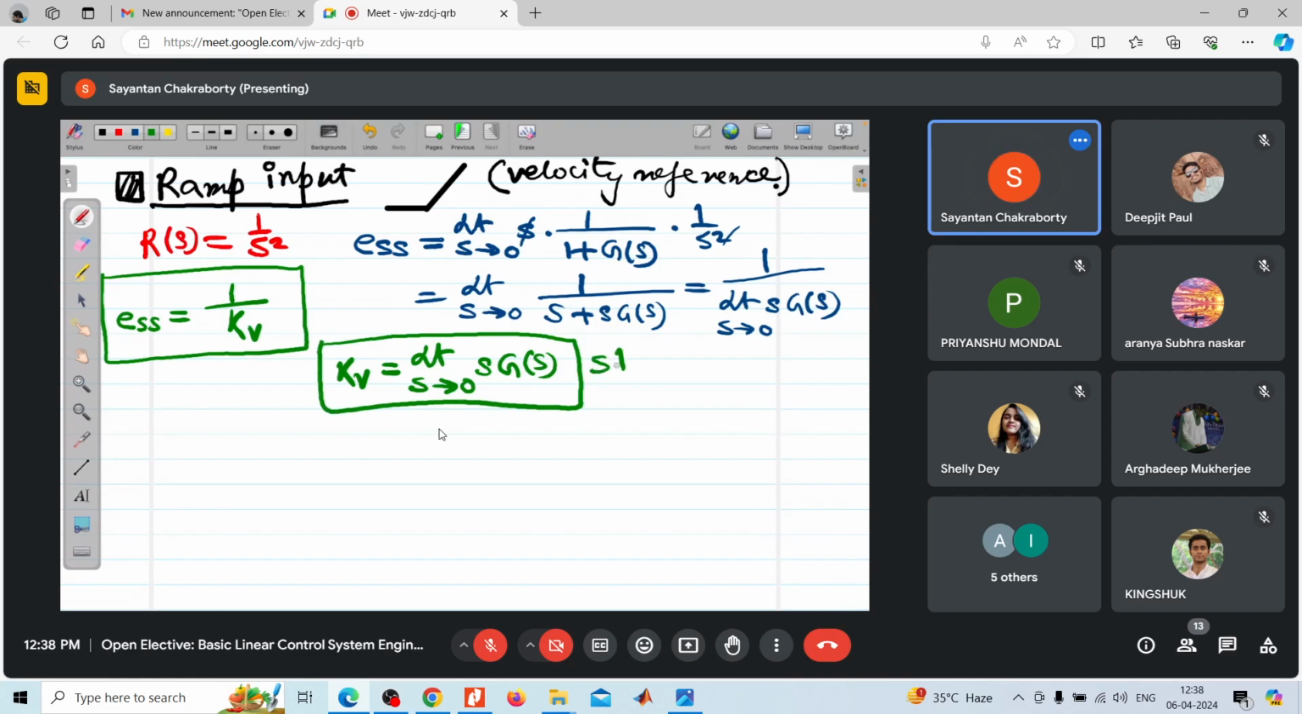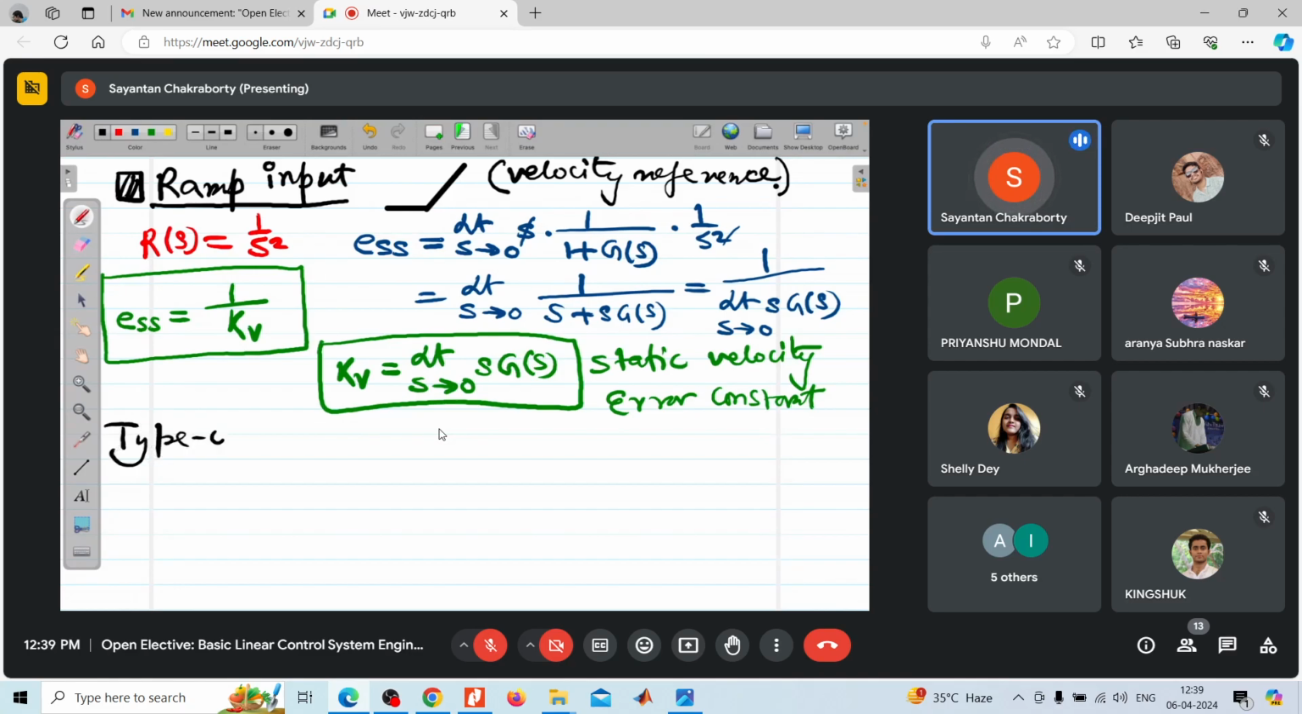And this is called static velocity error constant. In terms of a demand of a given velocity reference, what is the static error constant? That is defined by kV. Now that means given a ramp signal in the position command, if you want to follow the ramp signal perfectly, this ESS should be equal to 0, and that demands that kV should be equal to infinity. Let us check for different types what type of system can achieve that.